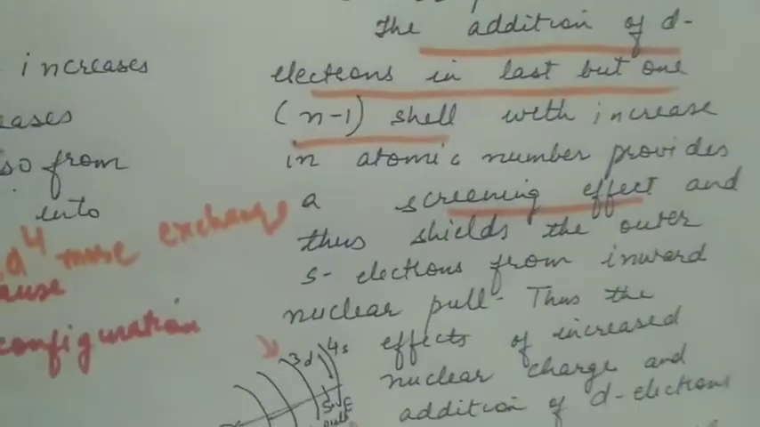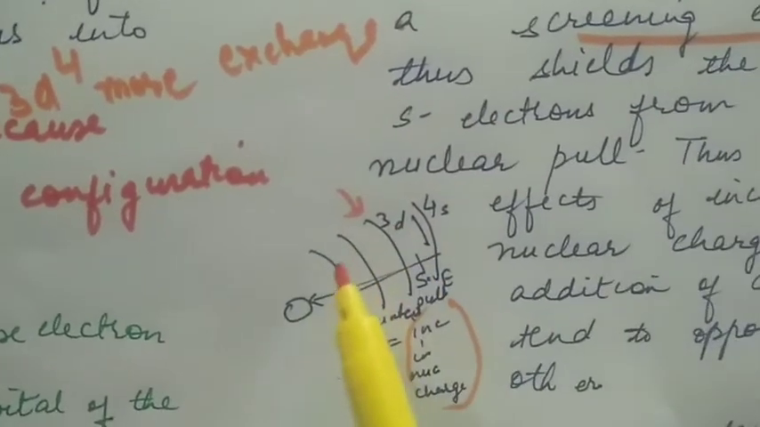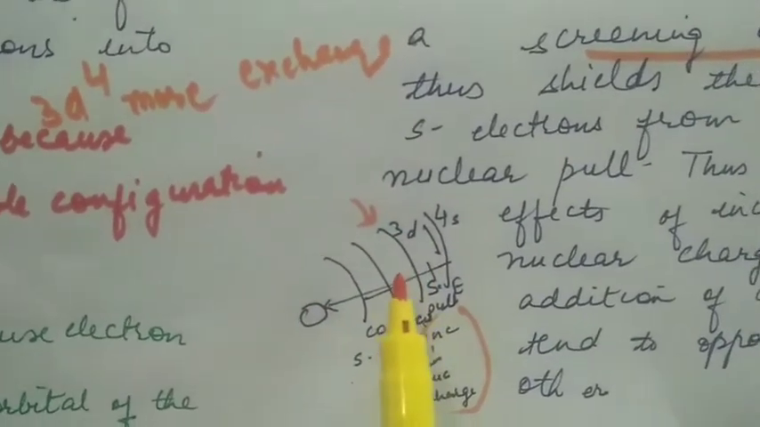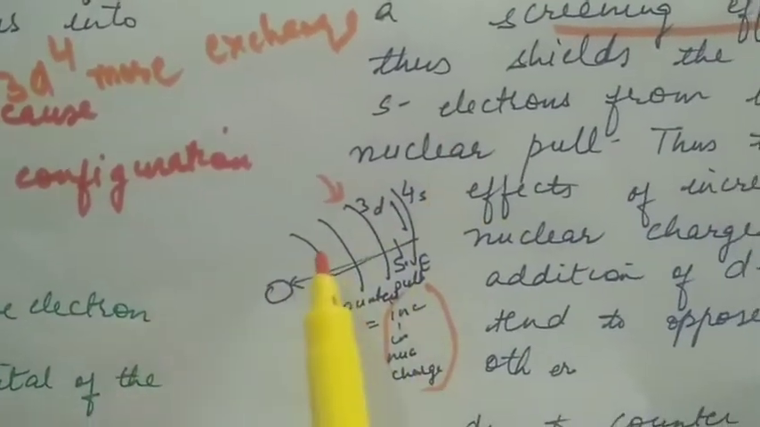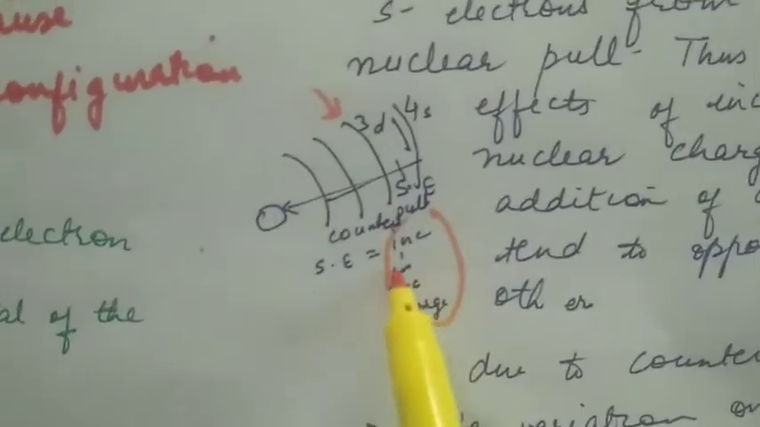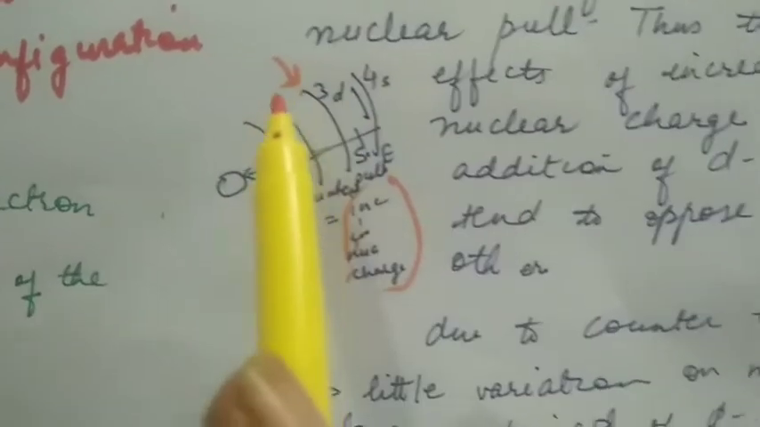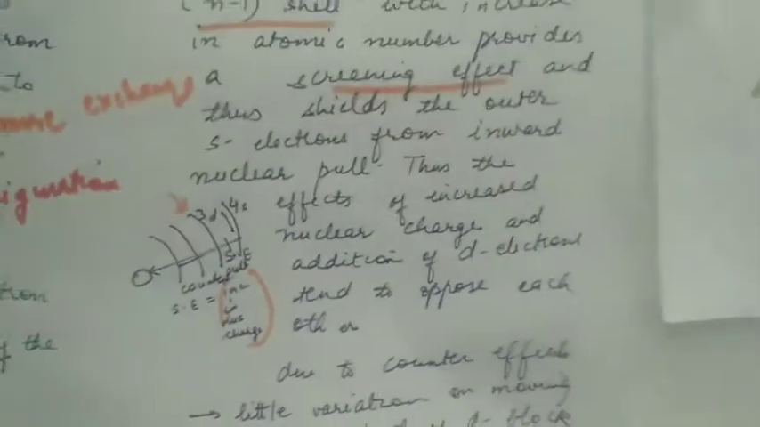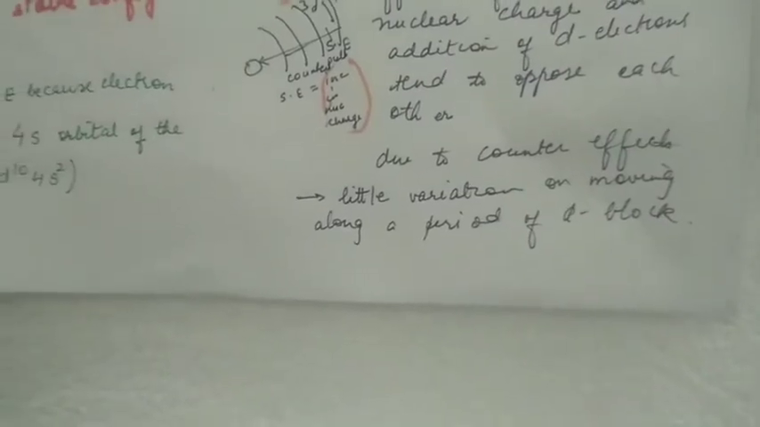This is because in the d block elements, the electron enters the penultimate (n-1) 3d shell. This entry into d subshell results in shielding effect, which counters the effect of increased nuclear charge. So the increase in nuclear charge is countered by the screening effect caused by the entry of the 3d electron. As a result, the variation is less. Due to this counter effect, little variation is seen on moving along a period of d block.